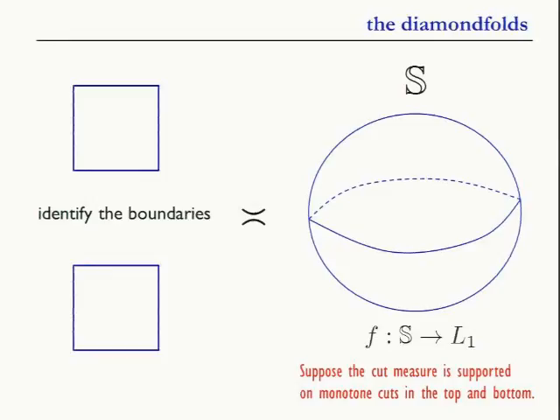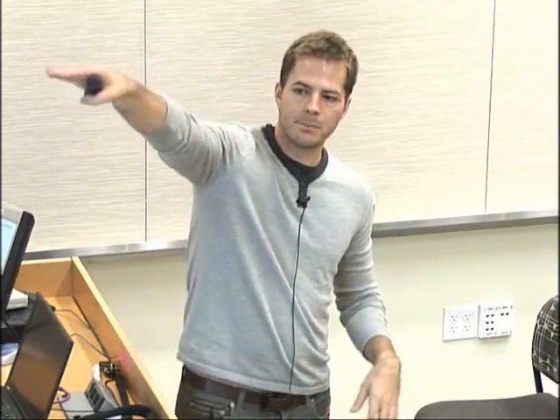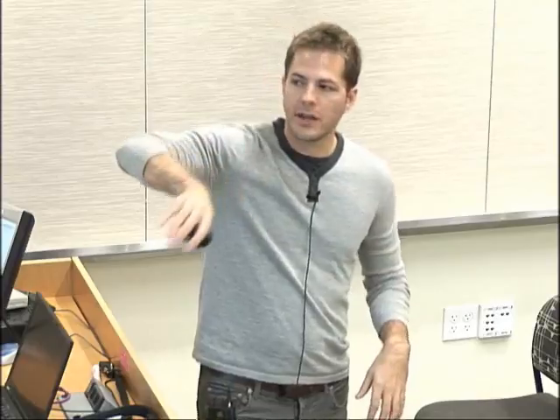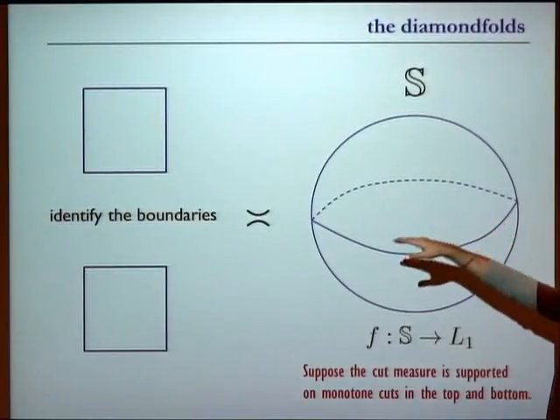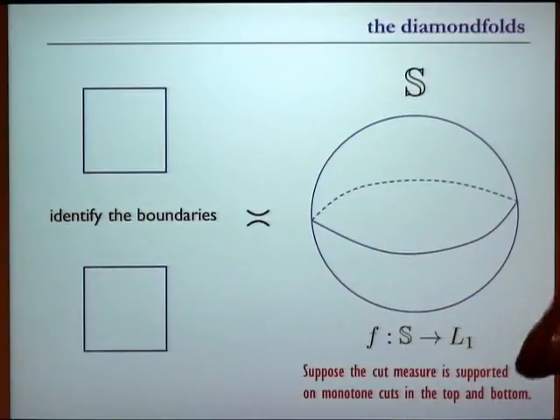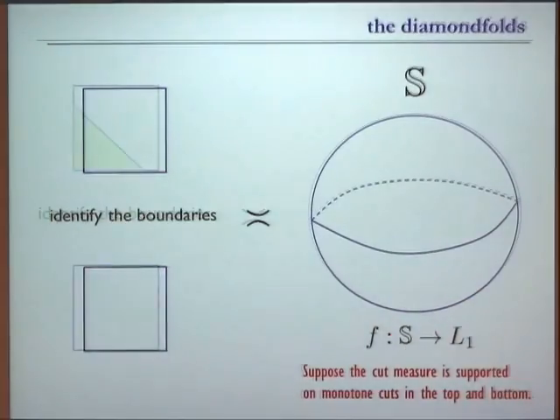Okay, so suppose you take some embedding of this glued sphere into L1, and just suppose for the second that the cut measure resulting from the L1 embedding is supported on cuts which are monotone on both the top square and the bottom square. So I take an embedding, and if I look at the cuts in the embedding, when I restrict them to the top square or the bottom square, I see monotone cuts, which are exactly intersections of half spaces with these things.